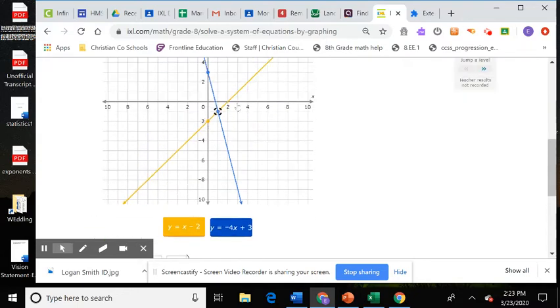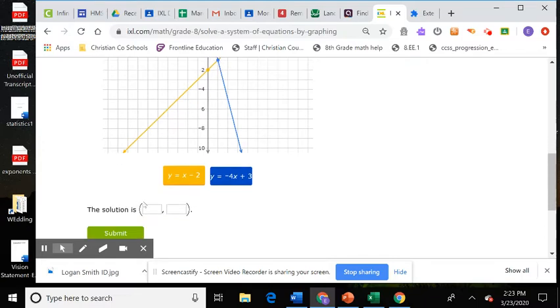So we're going to look at this coordinate. Okay, the x comes first. So when x is 1, y is negative 1, and that's what we're going to type in here.